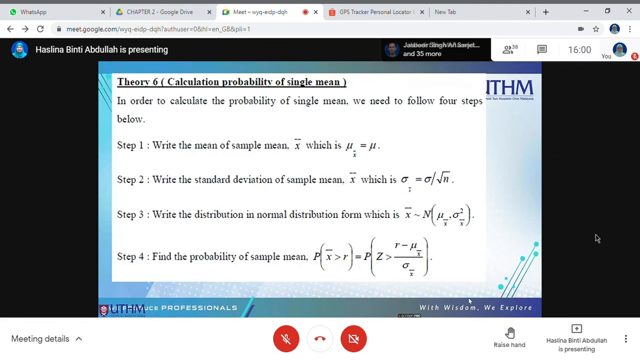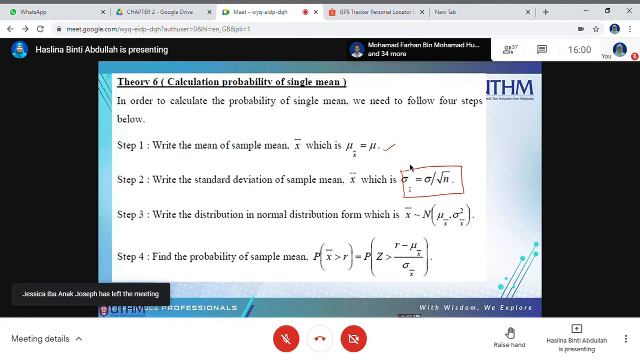For calculating probability for a single mean, we have 4 steps. First, you need to write the mean of the sample, which is mu x equal to mu. Then you need to write the standard deviation using this formula: sigma for sample is equal to sigma for population divided by square root of n. N refers to the number of samples.